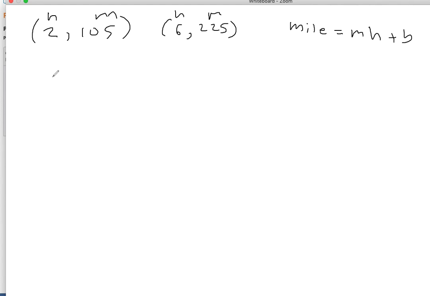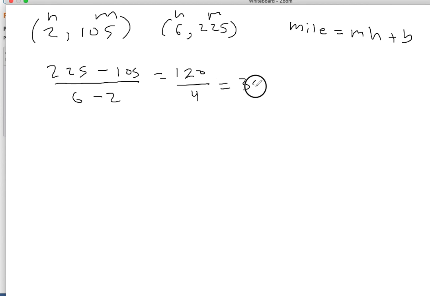So we'll go change in y. So that's 225 minus 105 over our change in x, which is our time. So 6 minus 2. 225 minus 105 would leave me 120 over 4. And so then that gives me 30 miles per hour would be our speed. So that's going to be our rate. But what we don't know yet is where we started from.